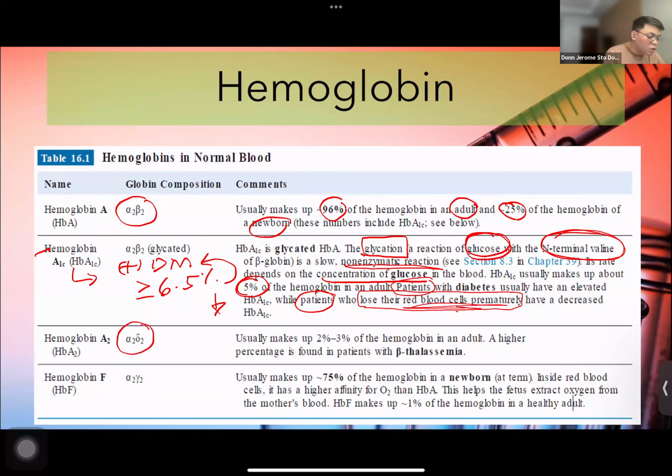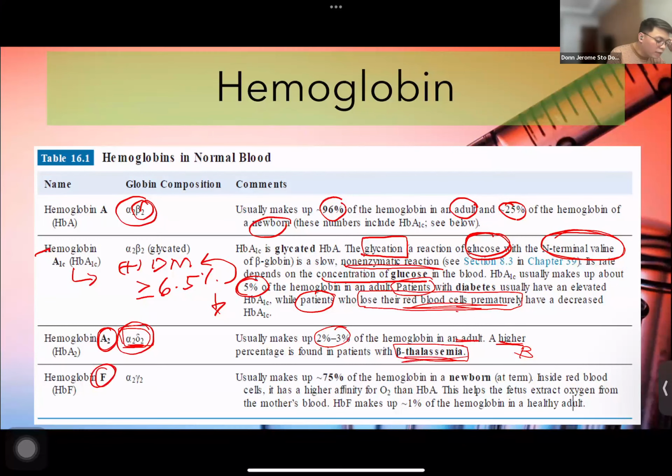Hemoglobin A2 naman is composed of alpha and delta chain, 2 to 3% in adult, but is higher in patients with beta thalassemia. In beta thalassemia, you have problems producing the beta chain. Ano nga uli ang pinakamadaming hemoglobin in adults? Hemoglobin A, which has hemoglobin B, di ba? Or globin or beta globin chain. So since you have a problem producing beta chain, pwede bang mag-associate ang beta-like chain with alpha? Pwede din po. Kaya po tumataas ang hemoglobin A2 in patients with beta thalassemia.